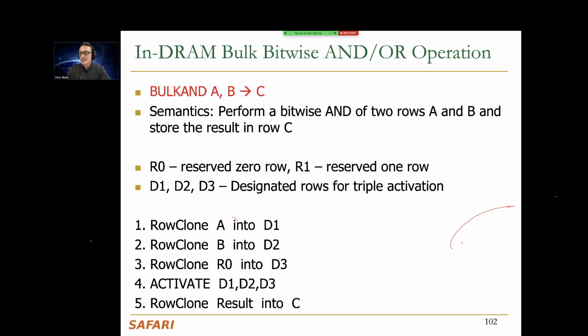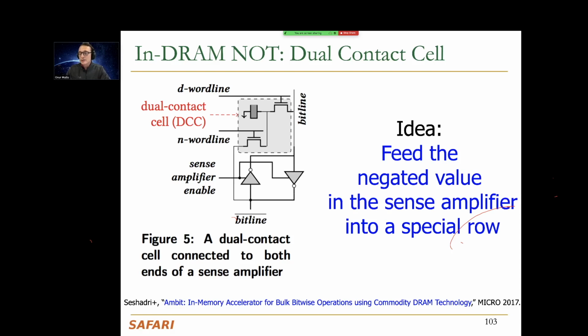To be able to make this low cost, you need to actually combine it with RowClone, and you need to actually designate a small area in the DRAM chip to be able to do this effectively and at low cost. So now we can do AND and OR. What is missing is NOT.